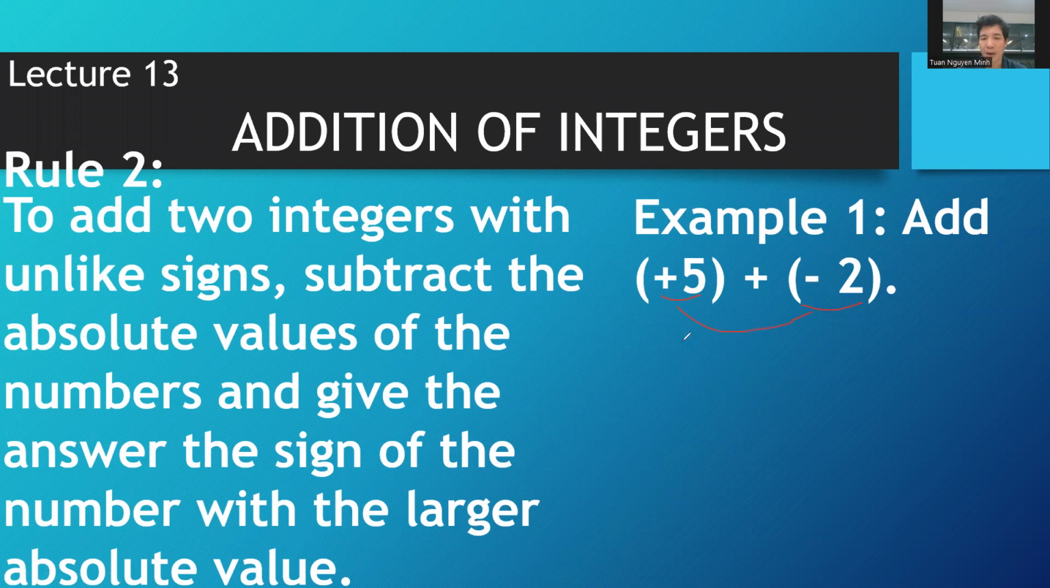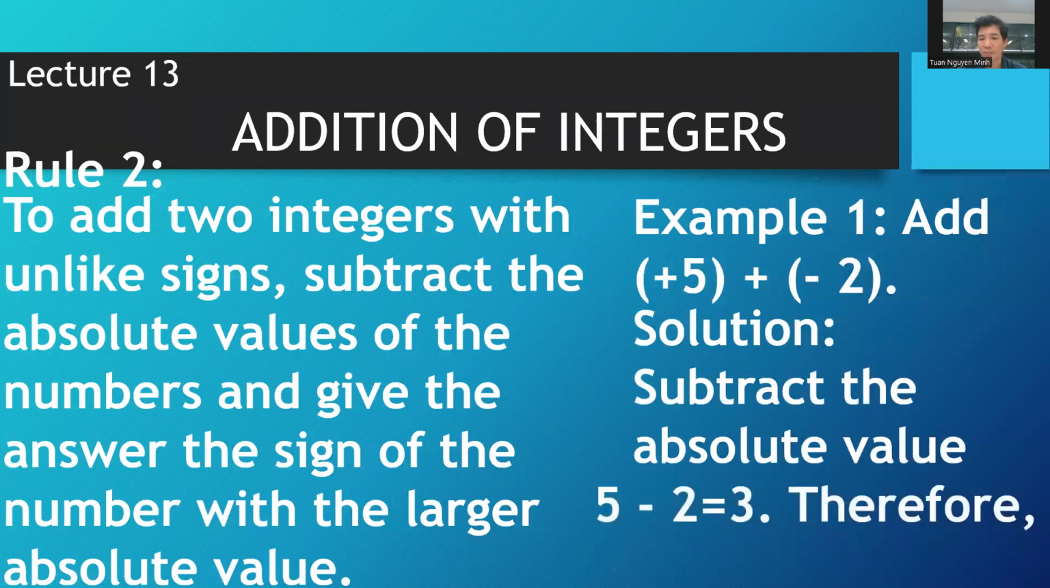The absolute value of 5 is 5, and the absolute value of -2 is 2. So we subtract 2 from 5 and you get 3. The sign of the answer follows the bigger number. The bigger number has plus, so you write plus here. So the last answer is +3, and here is the working. That's all. This is the last answer.